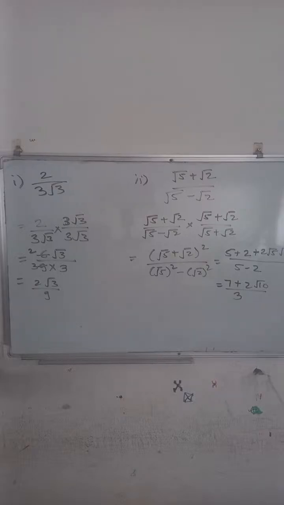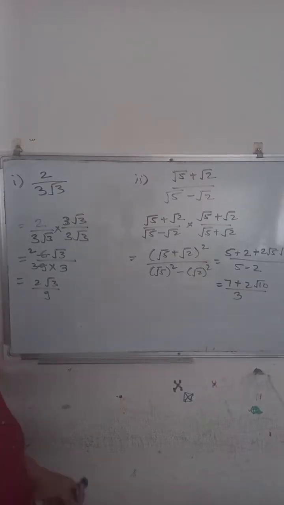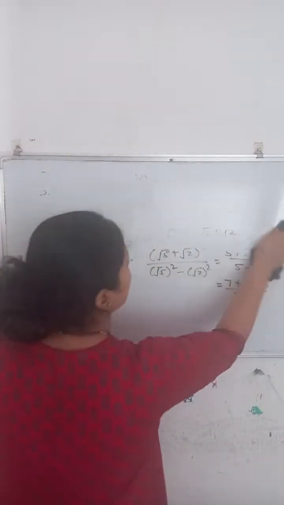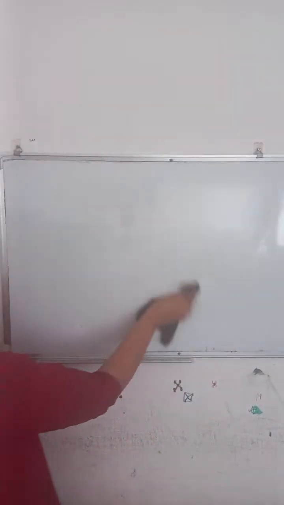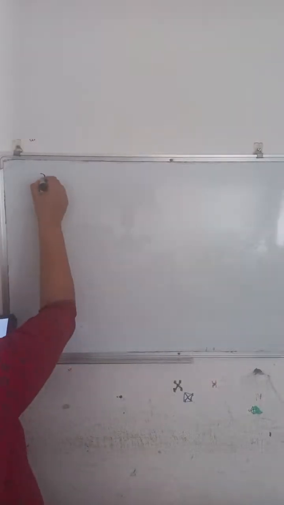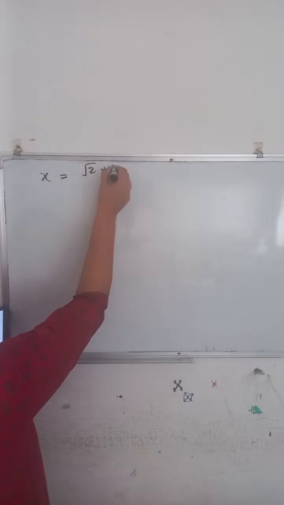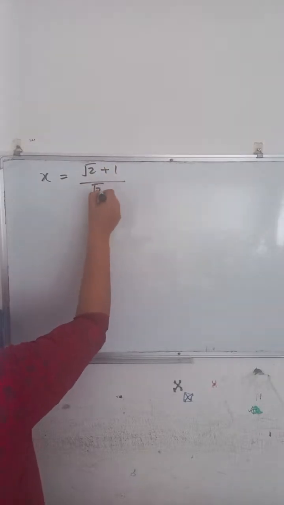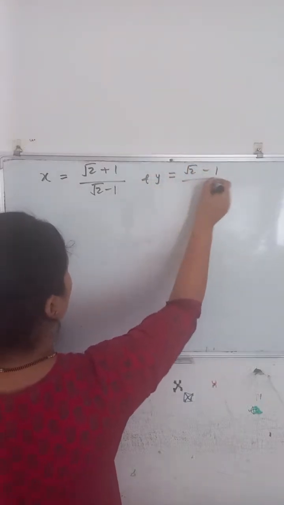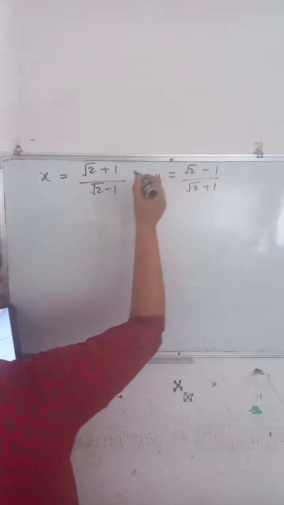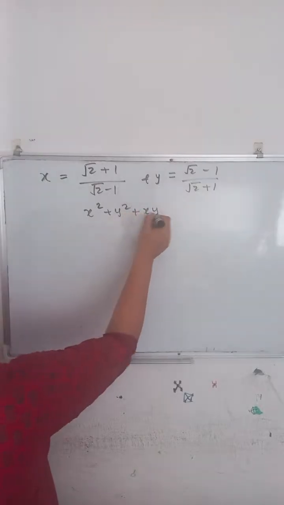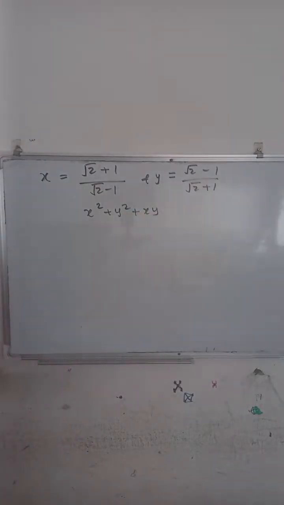If x is equal to root 2 plus 1 divided by root 2 minus 1, and y is equal to root 2 minus 1 upon root 2 plus 1, then find the value of x square plus y square plus xy. They are asking us to find the value for this.